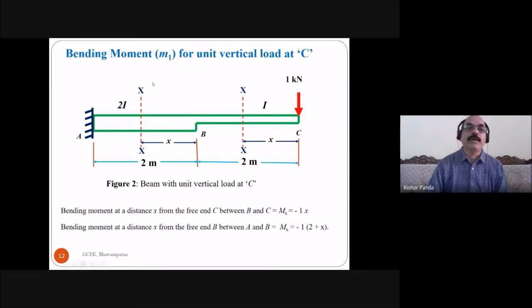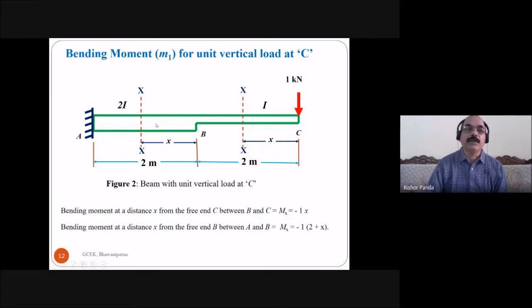Then find the bending moment due to the unit vertical load at C. Due to the unit vertical load at C, find the bending moment between A and B and between B and C. The bending moment at a distance x from the free end C between B and C is equal to mx is equal to minus 1 into x, because this is the force and this is the distance. Minus 1 into x. mx is equal to minus 1 into x.